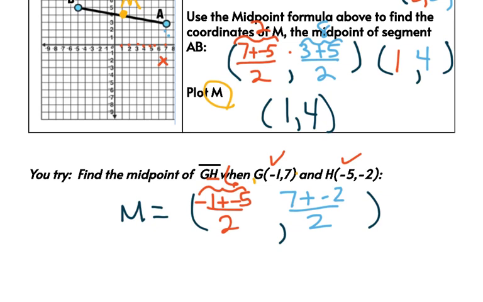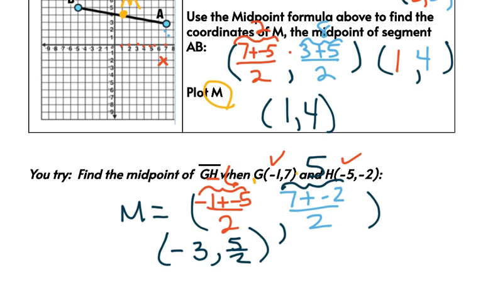I'd have a -6. Negative 6 divided by 2 is a negative 3. We're going to add up our y's. 7 plus negative 2 would take us down to 5. 5 over 2 we can write as 5 over 2. It does not reduce. Or if you prefer to write 2.5, that's fine.